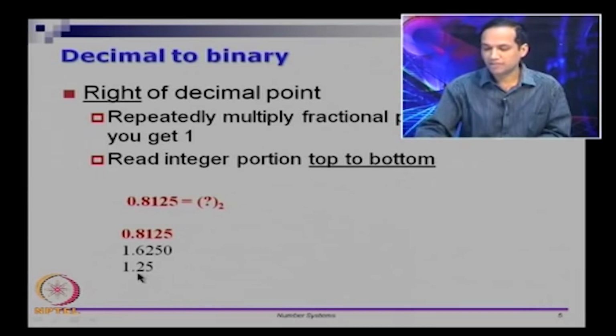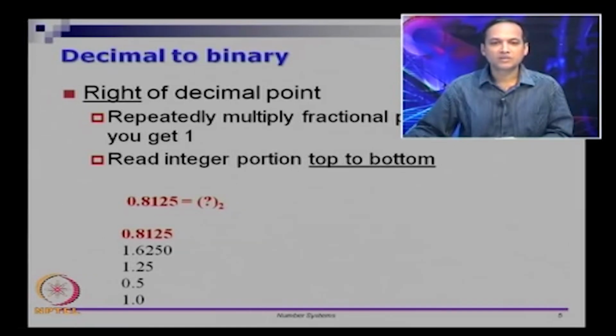That is 1.25. Then again keep this 1 aside, we will come to it later. Take only the decimal part, which is 0.25, and multiply by 2, that is 0.5. Again keep the 0 aside, take 0.5 and multiply by 2, it gives me 1.0. At this point we have hit 1.0, this is when we stop. The moment you hit 1.0, you should not have anything on the right side and you get 1. That is when we stop.